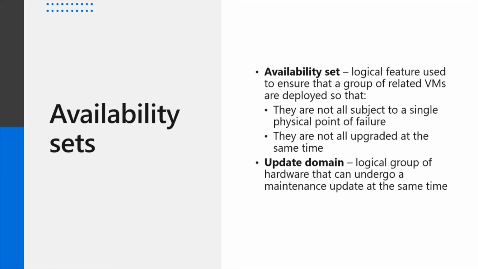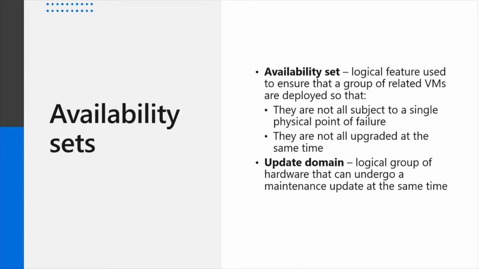Availability sets, we just talked about them. What is an availability set? A logical feature used to ensure that a group of related VMs are deployed so that they are not all subject to a single physical point of failure. So if one virtual machine goes down, then other virtual machines can take care of it, and they are not upgraded at the same time, so Azure updates will not affect them.